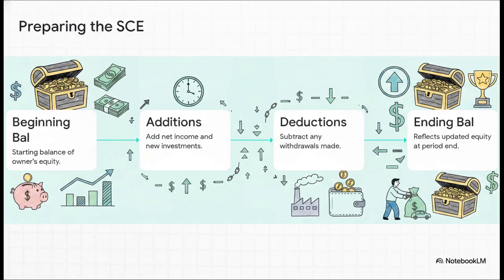And here is exactly how that story is written out. First, you start with your beginning capital balance. That's your equity when the period opens. Next, you layer in the additions, the net income you generated, plus any brand new investments you poured into the business. Then, you subtract the deductions, meaning any withdrawals you pulled out for your own personal use. Calculate all of that, and boom, you arrive at your ending capital balance. That number reflects your true updated equity.